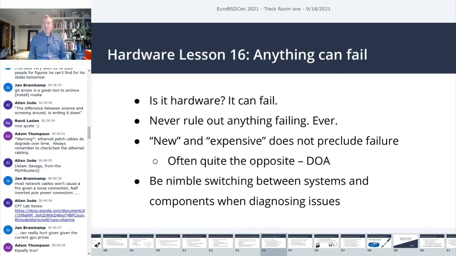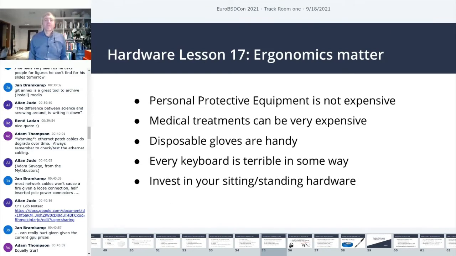Be nimble when, say, giving a talk and having two more computers handy: my nifty new, and this should have been a slide, the eBay, not so cheap, but not so expensive ThinkPad T480 is quite promising. I have my wife's Air there. I've got machines ready to quickly, nimbly jump between them. Do the same in a lab because, yeah, stuff can fail.